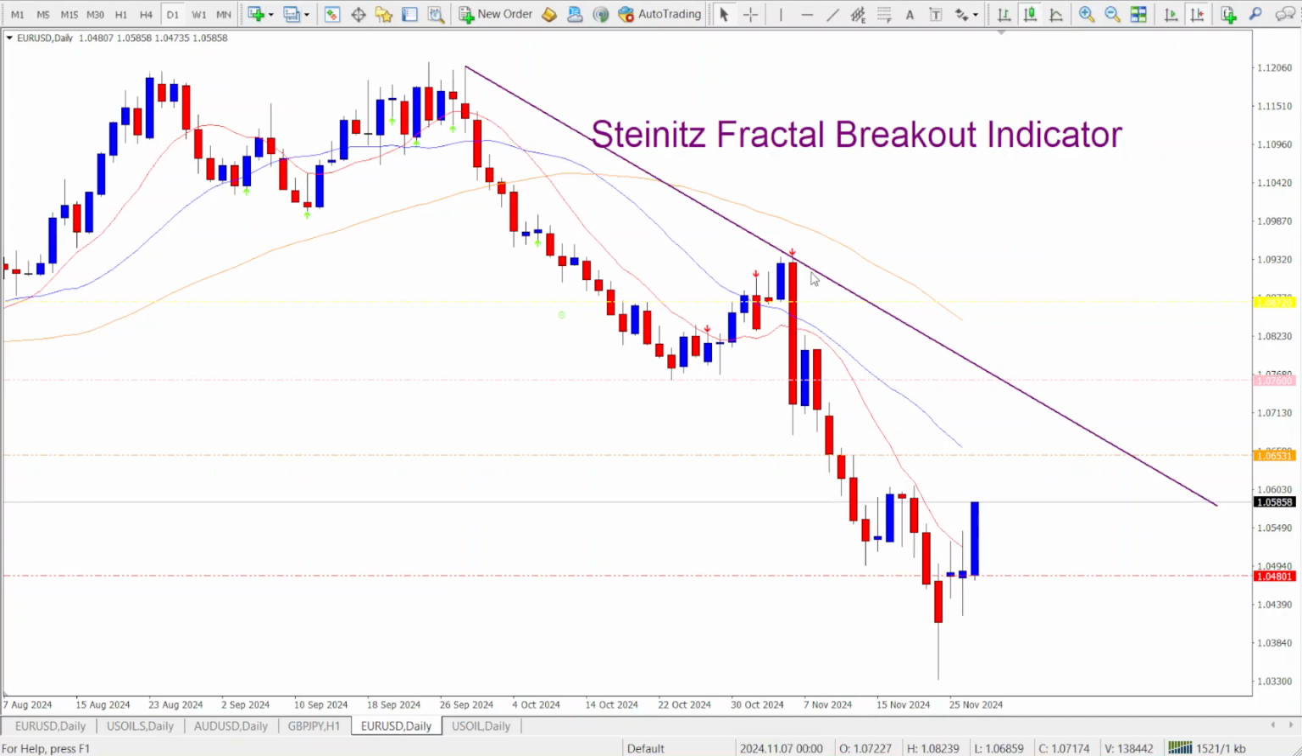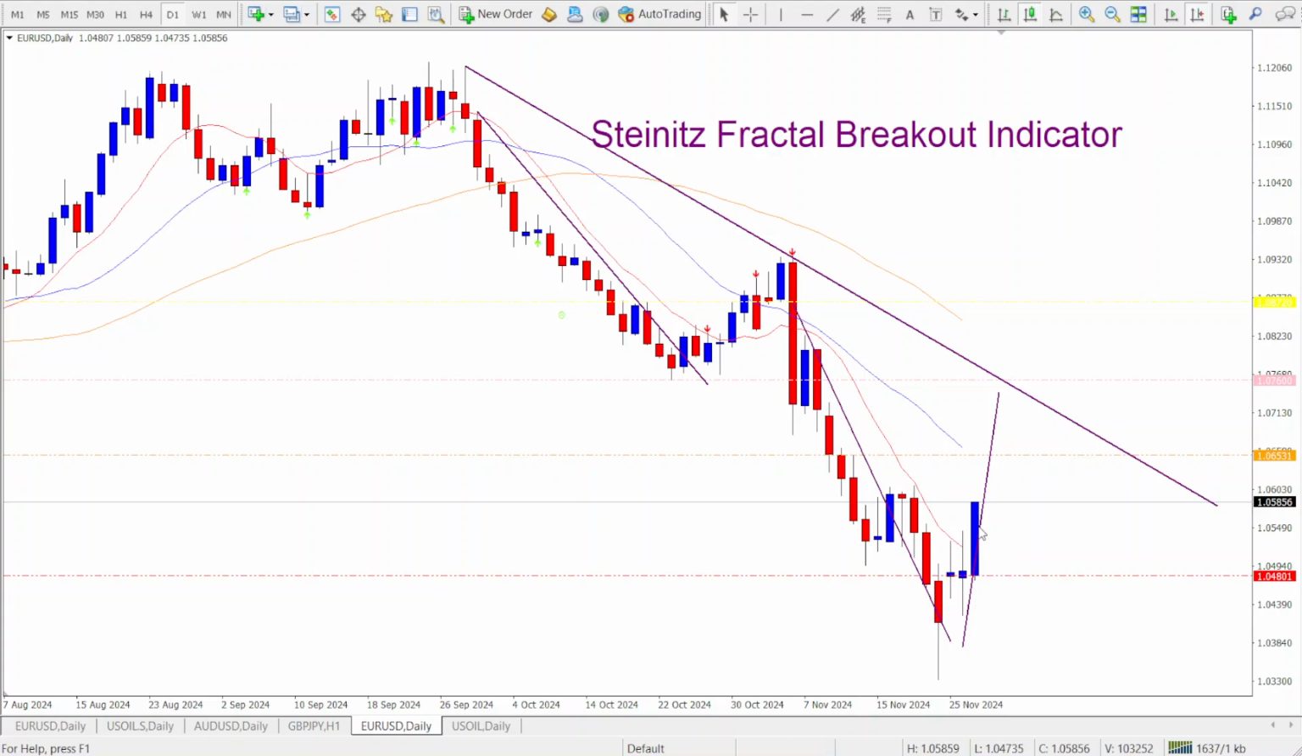Now, having already created the second leg, you can see the second impulse move. This was the first impulse move in this sell trend, right? This is the second impulse move, and now it is looking as if the price is going back to retest this trend line. So this could have been a good place to enter a buy in anticipation of the pullback getting either to this zone indicated by the Steinitz Fractal Breakout Indicator or this zone.